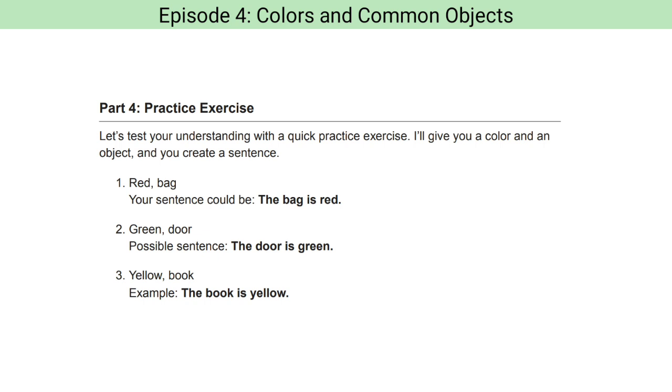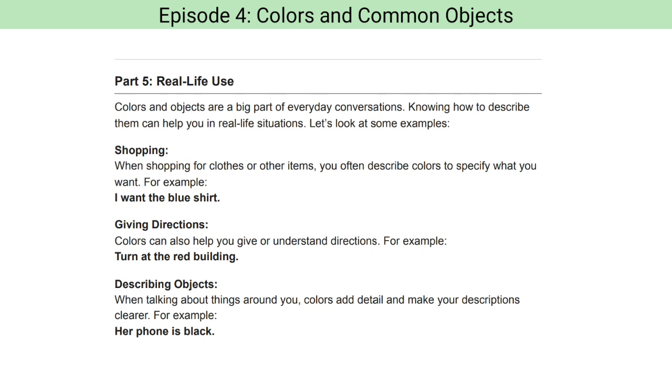Did you get it? Keep practicing until forming these sentences feels natural. Repetition is the key to mastering English. Real-life use. Colors and objects are a big part of everyday conversations. Knowing how to describe them can help you in real-life situations. Let's look at some examples.